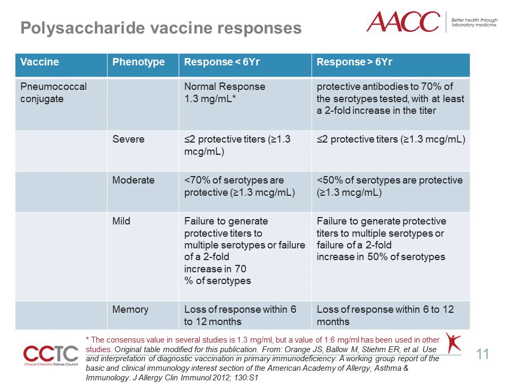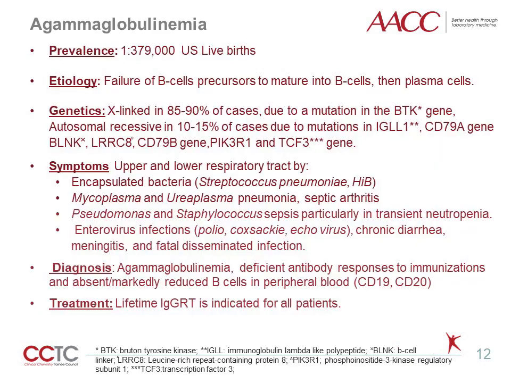Moderate SAD is diagnosed when patients are able to mount protective antibodies to more than 3 serotypes, but less than 70% of serotypes for age above 6 years and less than 50% for ages less than 6. Mild SAD indicates that patients fail to generate protective titers to multiple serotypes or fail to generate a 2 or 3-fold increase in 50 to 70% of serotypes. Finally, memory SAD indicates that patients lose protective antibody levels within 6 to 12 months after vaccination.